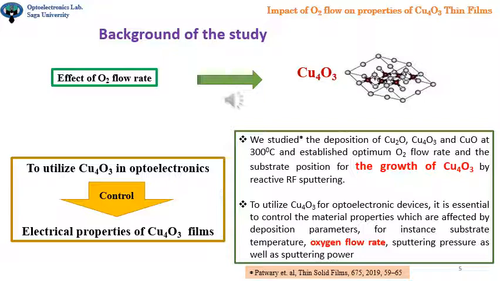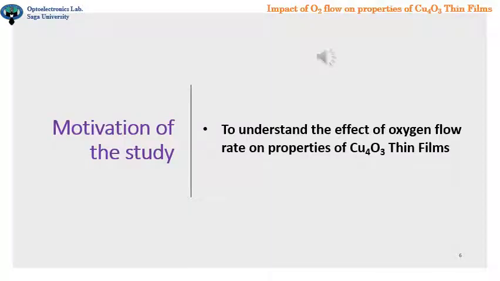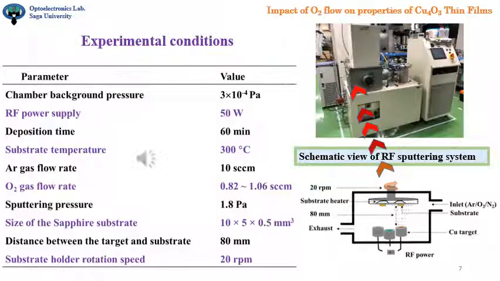To utilize Cu4O3 thin films in optoelectronics, we have to control the electrical properties of Cu4O3, and to do so, we have to control the deposition parameters like substrate temperature, oxygen flow rate, sputtering pressure, or power. So in this study, we want to study the effect of oxygen flow rate on Cu4O3 thin films. The motivation of this study is to understand the effect of oxygen flow rate on properties of Cu4O3 thin films.